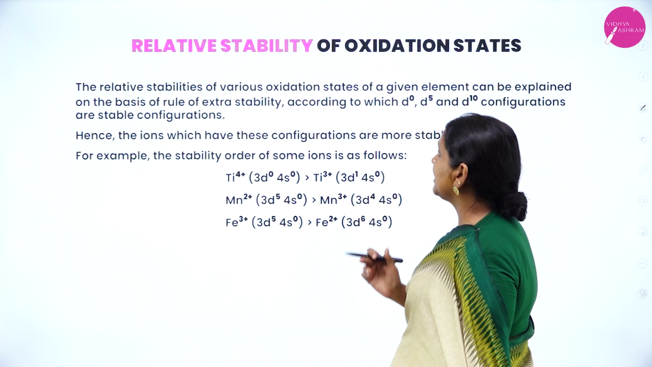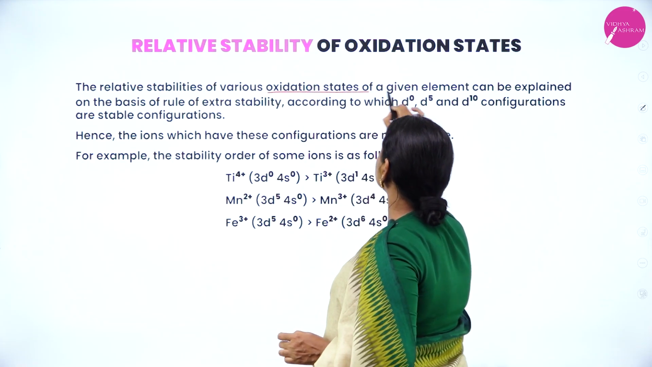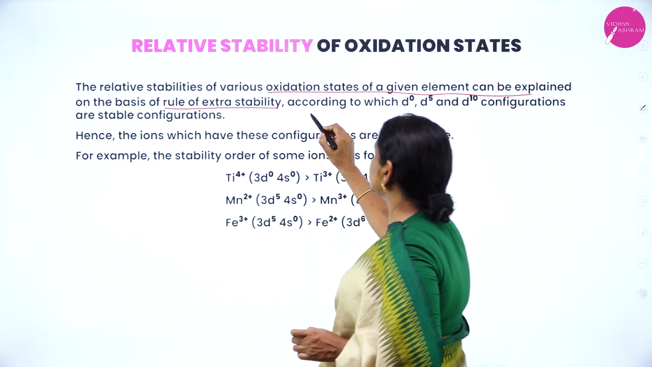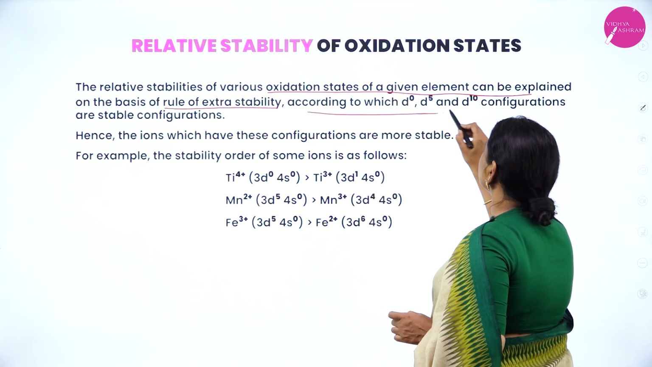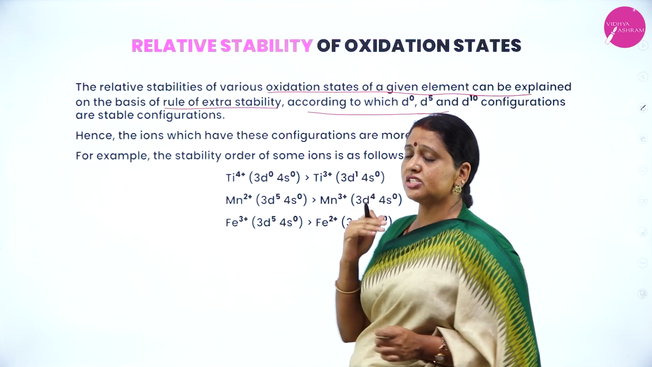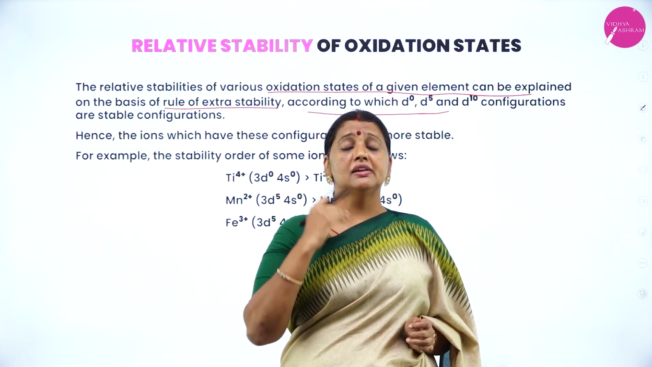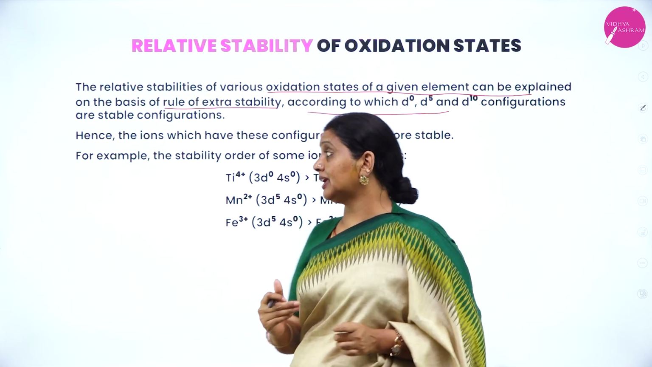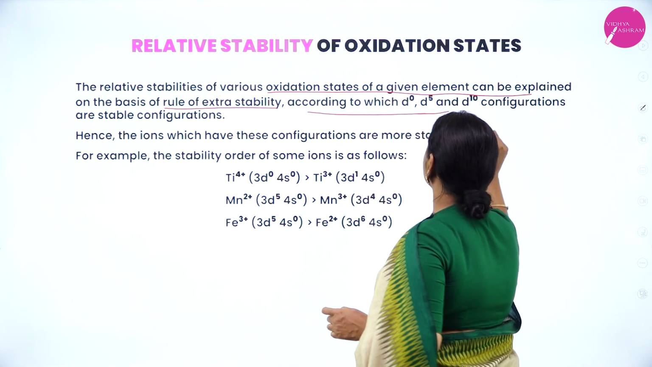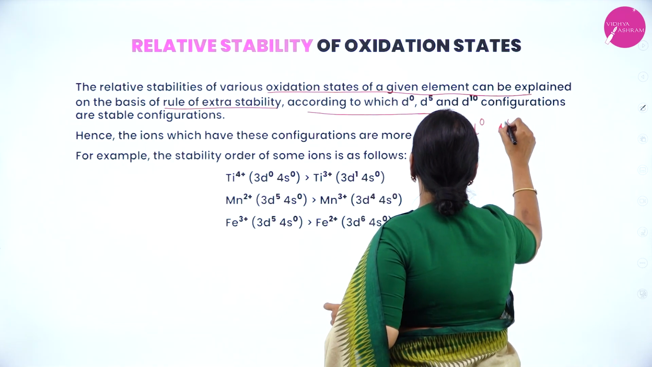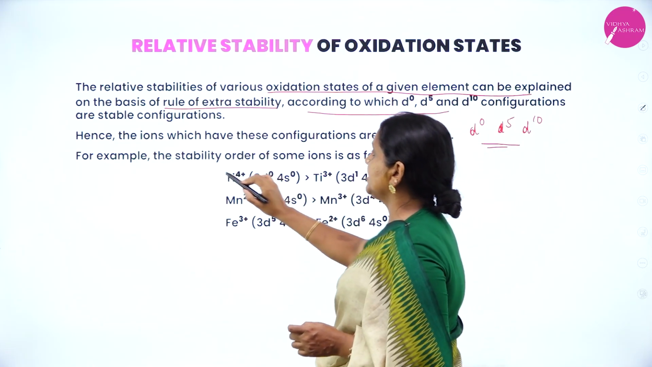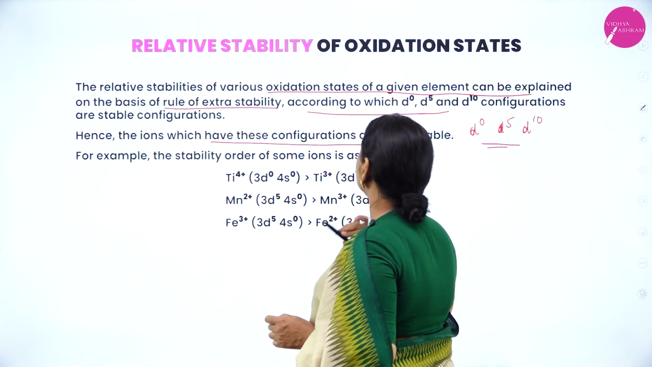Oxidation state. The relative stability of various oxidation states of a given element can be explained on the basis of the rule of extra stability, according to which d0, d5, d10. d0 means empty d orbital, d5 means half-filled d orbital, d10 means completely filled d orbital. They gain extra stability. Therefore, d0, d5 as well as d10 configurations have extra stability. Hence, the ions which have these configurations are more stable.